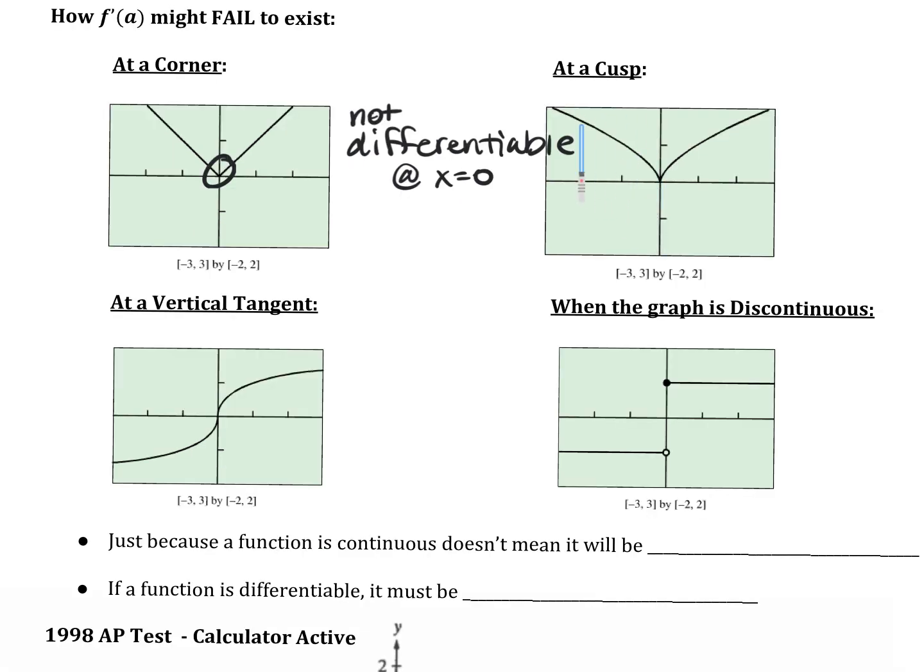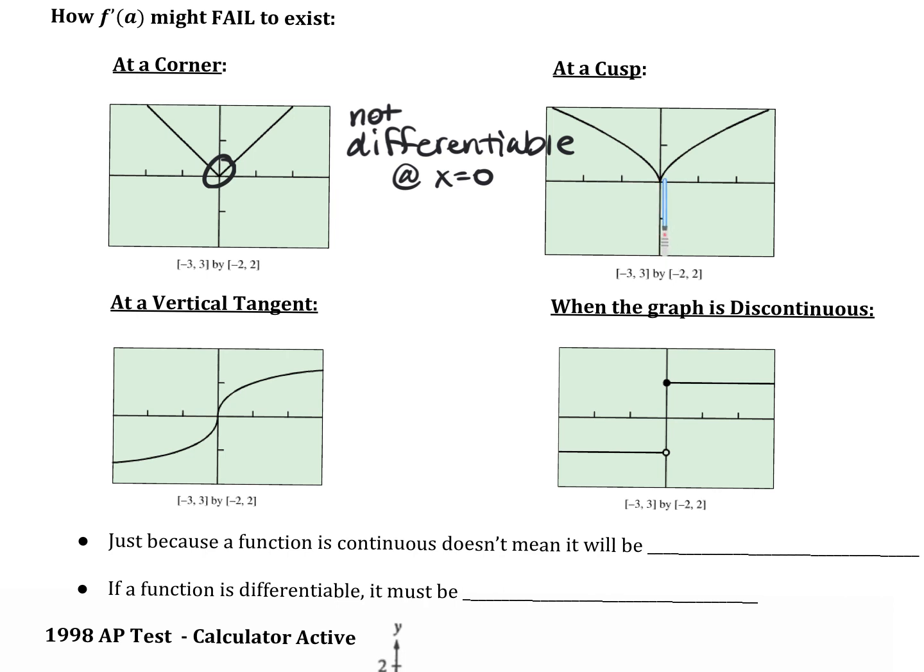What about over here? What would you say the slope is on this left side of 0? Negative and getting more negative. What about that slope on the right side of 0? Positive and getting less positive, actually, right? What would my slope be at 0? We don't know. We don't know what it's going to be because it's at something called a cusp.